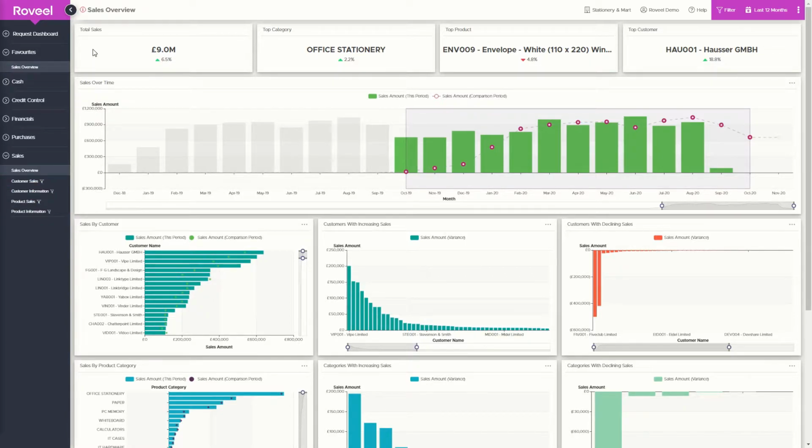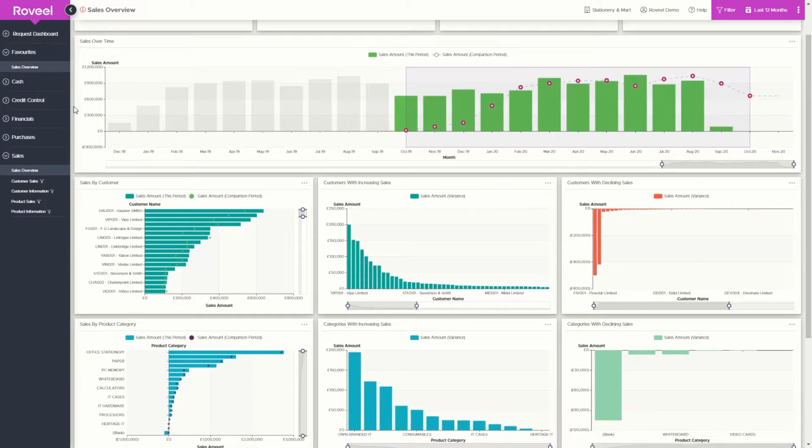Looking at the top of the Sales Overview dashboard, we can see 4 key highlight figures which provide an instant insight into what is going on in the business, from the total sales figure to the top category, the top product and the top customer across the chosen period. Just below these highlights, we also have a sales over time graph, which details the current year versus the previous year on a monthly basis.